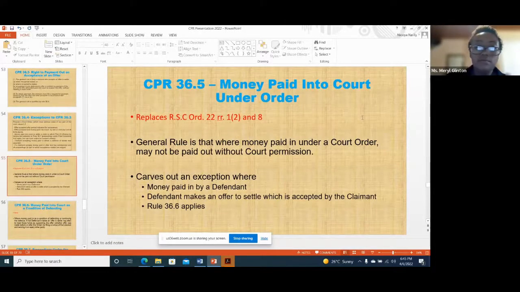One of the rules in relation to court orders, because that was the general rule previously when it supports an offer to settle. But if it is money paid in under a court order, the general rule is that it may not be paid out without the court's permission. And there is an exception if money is paid in by a defendant and the defendant decides to make that money part of an offer to settle. And we'll deal with that shortly. Next slide.